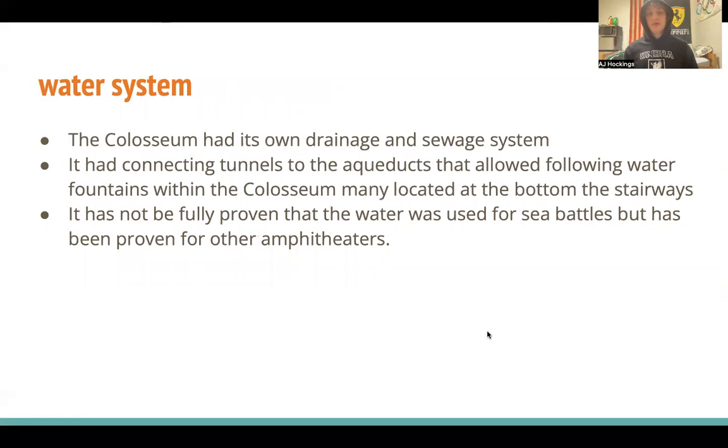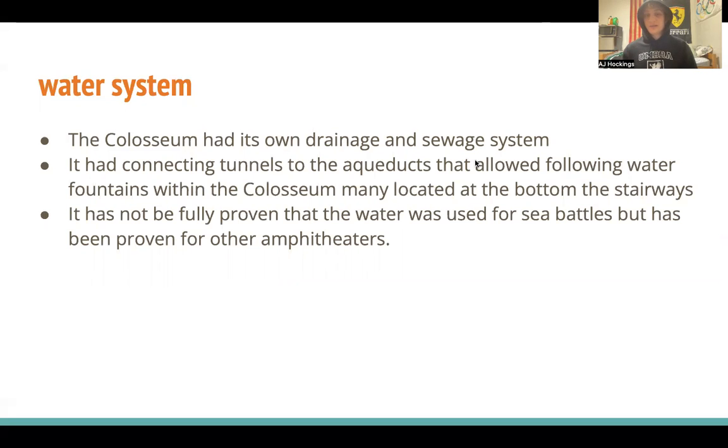So a big point in the Colosseum, an important aspect, is the water system. It had its own drainage and sewage system that ran through the Colosseum. It had connecting tunnels to the aqueducts that allowed flowing water to fountains within the Colosseum. And the fountains were typically found at the base of where the seating was, right where you would come up in and before you go up into your stands.